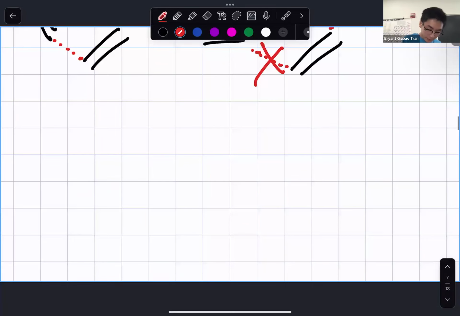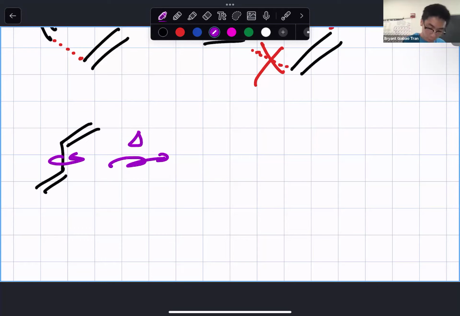But let's say you were given an S-trans diene. If you put it under heat, you could rotate this single bond right here. And when you rotate that single bond under heat, you could rotate that S-trans diene into an S-cis diene, and then the reaction could work. Right.